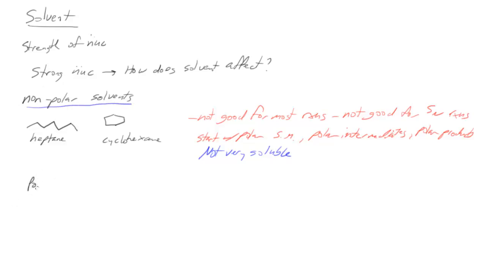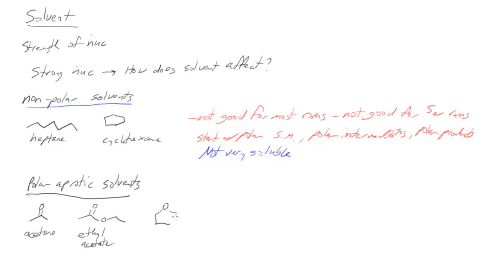The second kind are polar aprotic solvents. And these are things like acetone, ethyl acetate, tetrahydrofuran, diethyl ether, and these solvents are actually quite good for polar reactions. And they're good for nucleophilic substitution reactions.